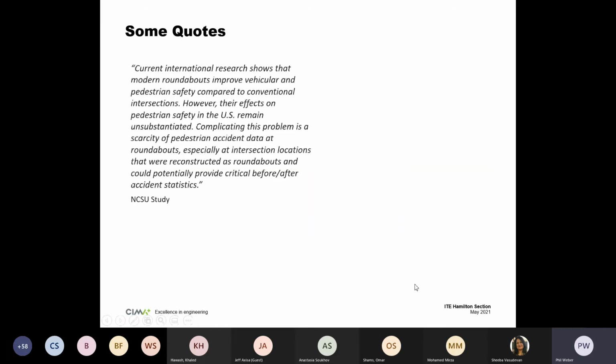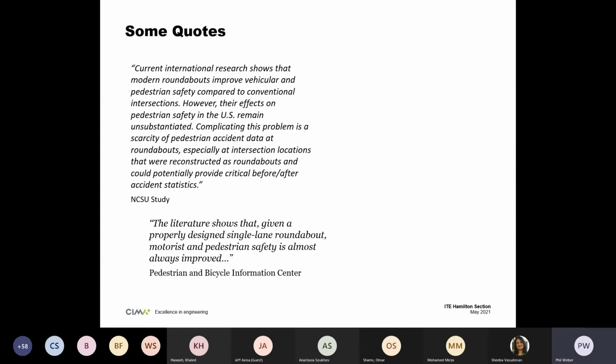First, some quotes. These are mostly US sources here. In fact, I think they all are. Current international research shows that modern roundabouts improve vehicular and pedestrian safety compared to conventional intersections. However, their effects on pedestrian safety in the US remain unsubstantiated. Complicating this problem is the scarcity of pedestrian accident data at roundabouts, especially at intersection locations that were reconstructed as roundabouts and potentially provide critical before and after accident statistics. So, this quote is saying, well, current international research shows that roundabouts are good, but what about in the US?